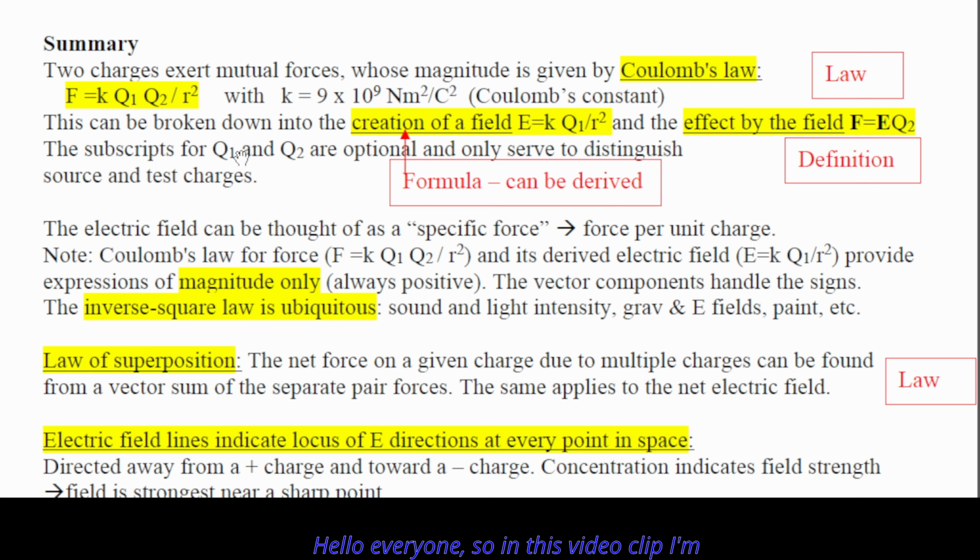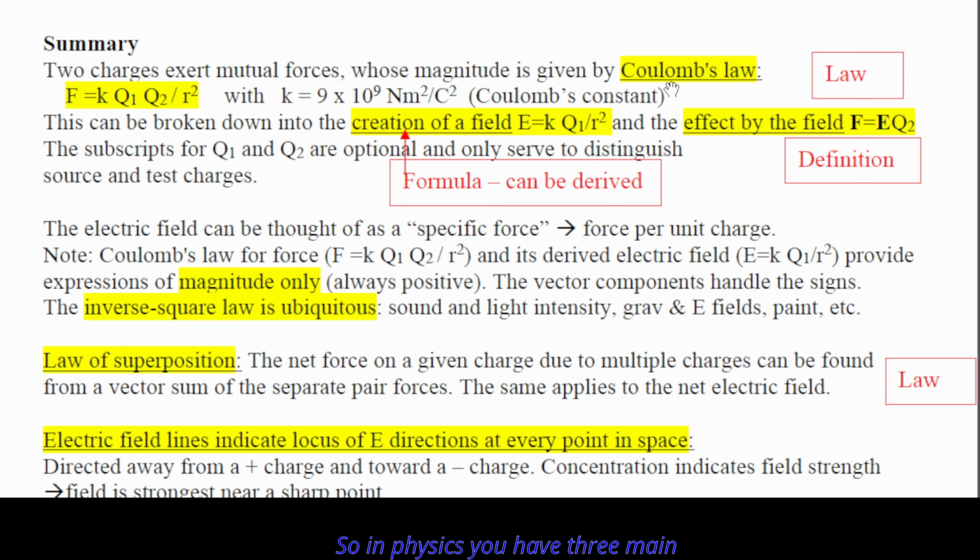Hello everyone. So in this video clip, I'm going to summarize what we've covered in this chapter on electrostatics. So first of all, objects can have a property called electric charge, symbolized by Q, such that they exert a force on another object that also has an electrical charge. If their charges are Q1 and Q2, the force between them is given by K Q1 Q2 over R squared. And this is Coulomb's law.